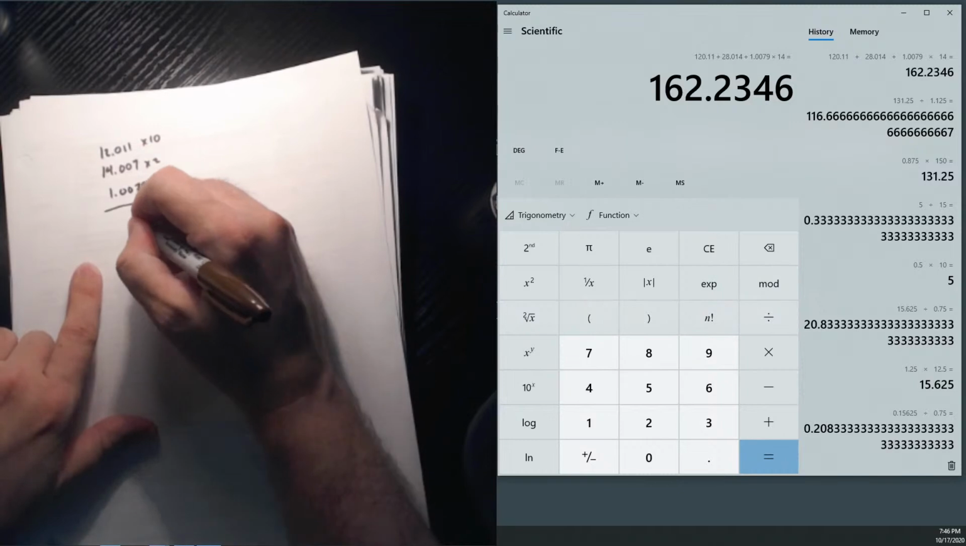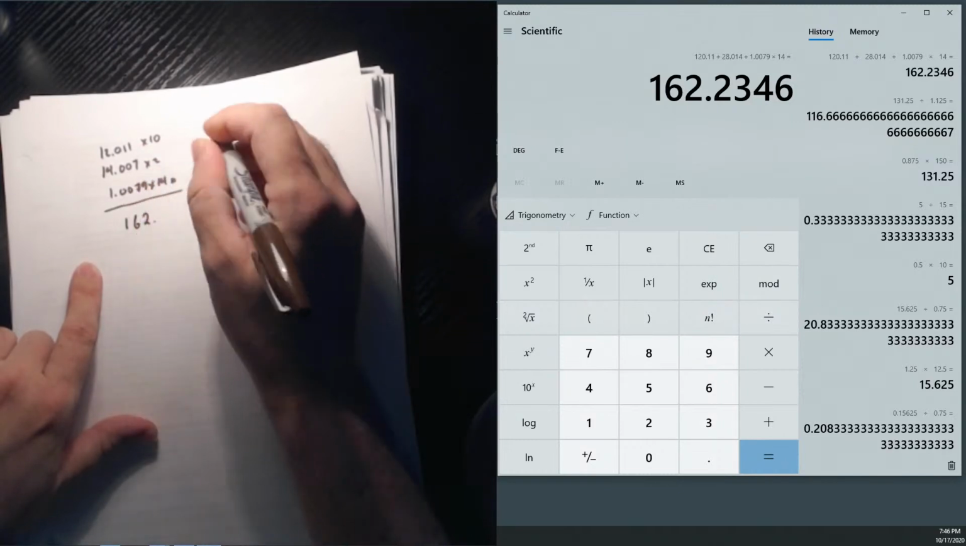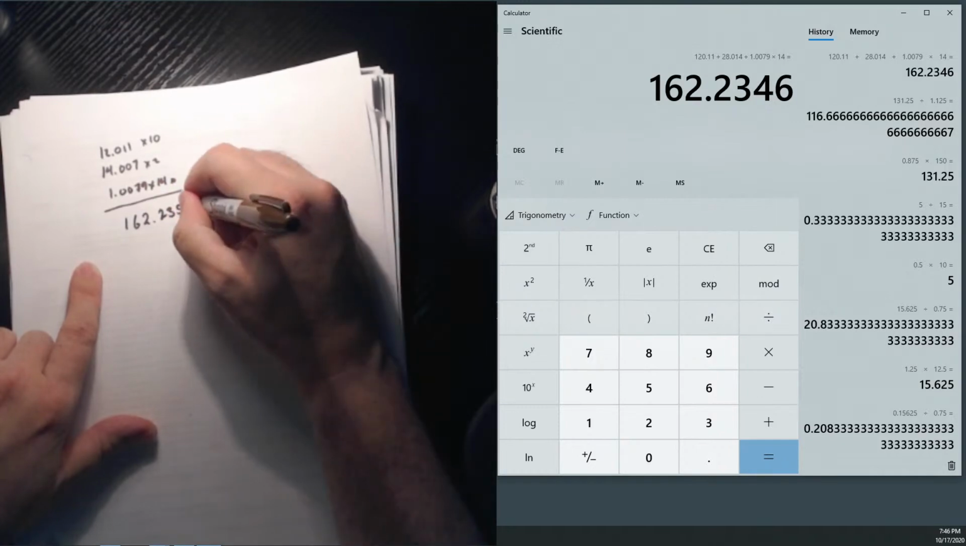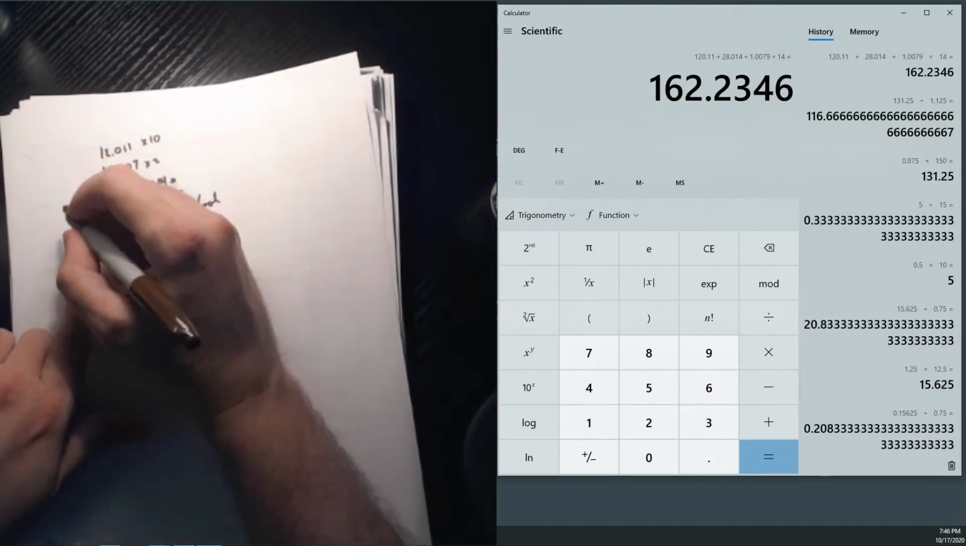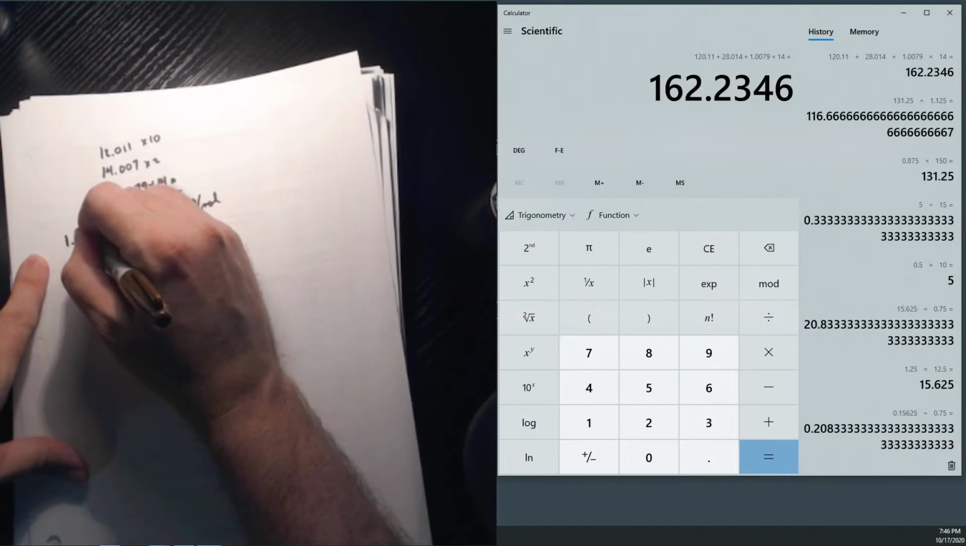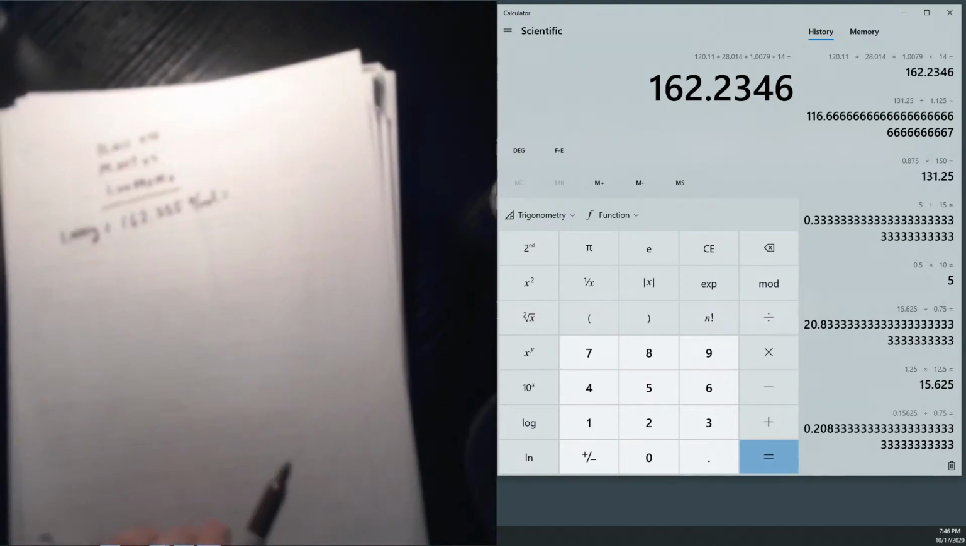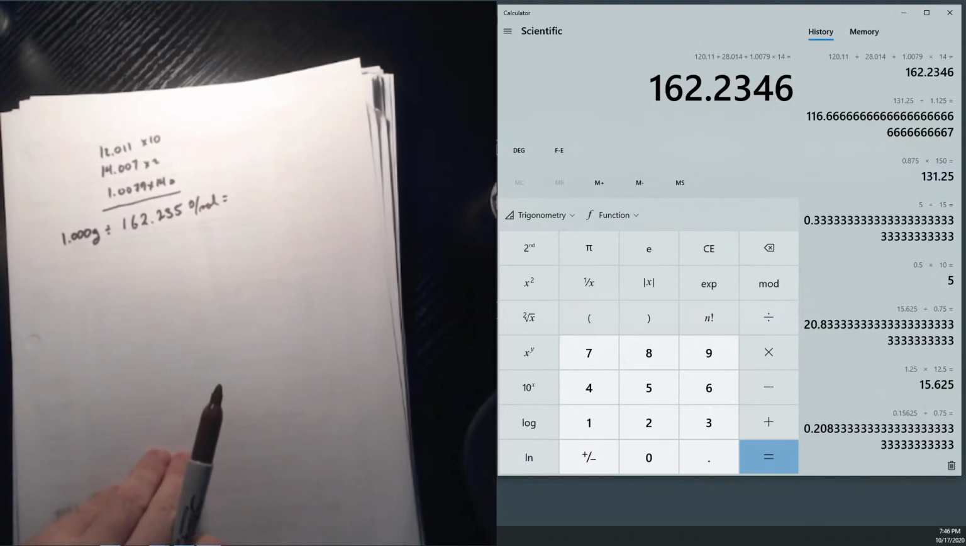Molar mass of nicotine is 162.235 grams per mole. We have 1 gram of it. We divide that by the molar mass. What is the number of moles of our nicotine? 1 divided by 162.235.